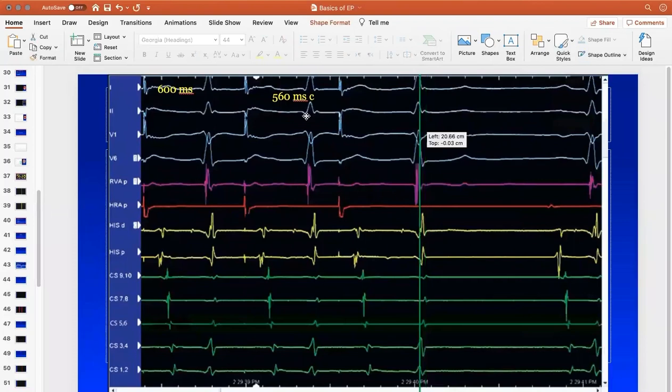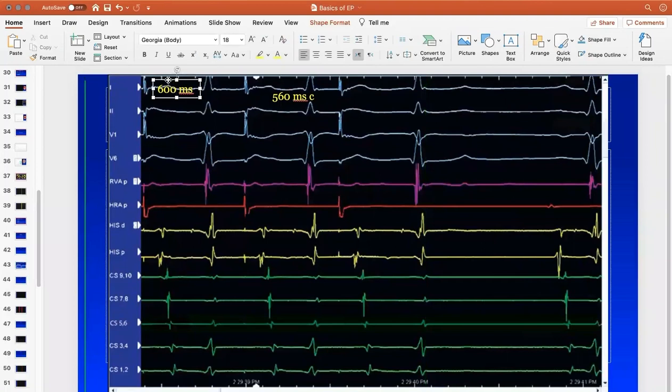Okay. We have first the surface ECG of lead 1, 2, V1, and V6. And then we have the right ventricle. Okay. And then the right atrium. And then the HIS and the proximal coronary sinus and ending with the distal coronary sinus.